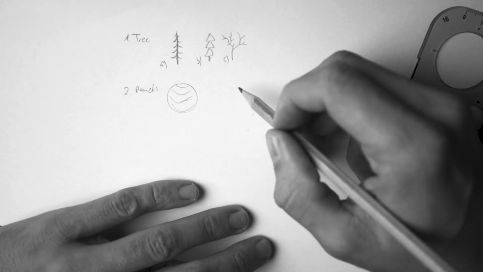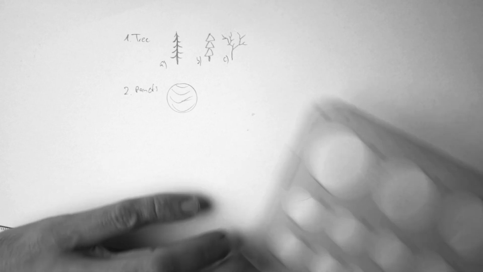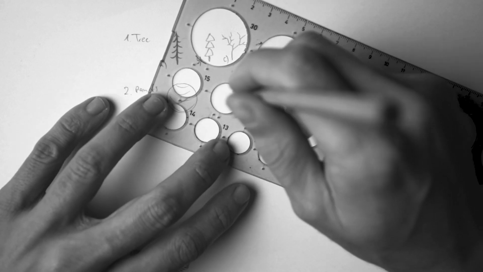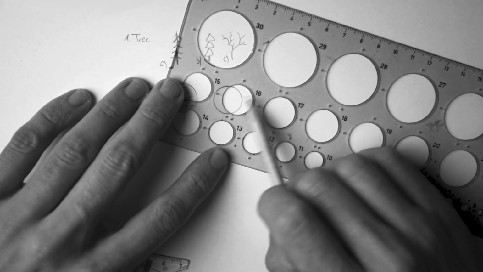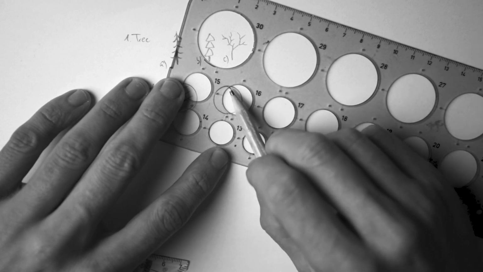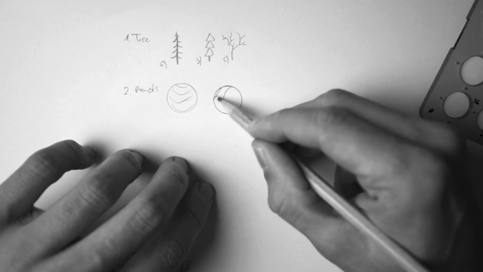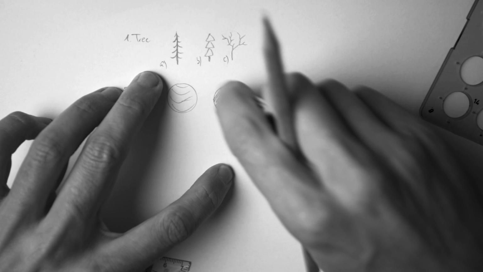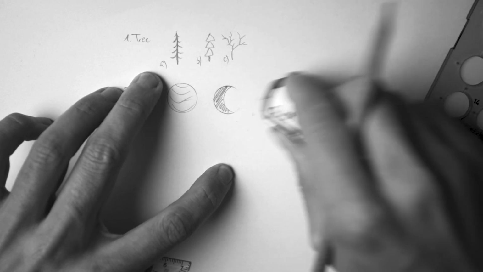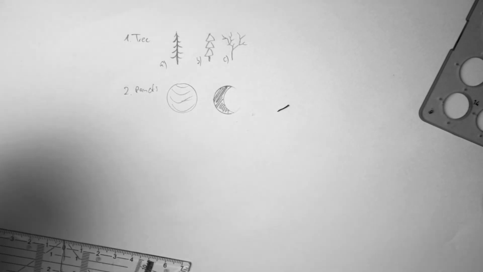When you think of planets you also have to think of the moon, and there are many moon phases. So you just create a circle, and to create a moon phase take the same circle or a bigger one and cut the moon in half, create the other shape, and you have a half moon. If you of course erase this part, then you have a half moon shape.